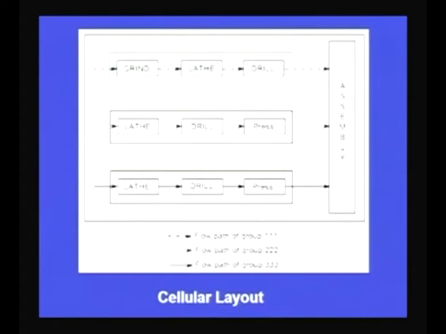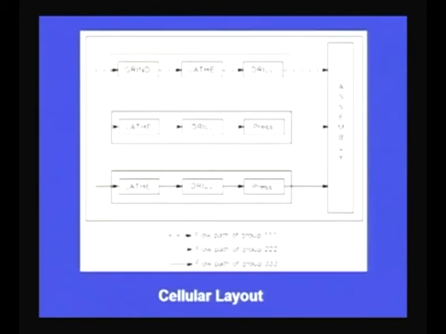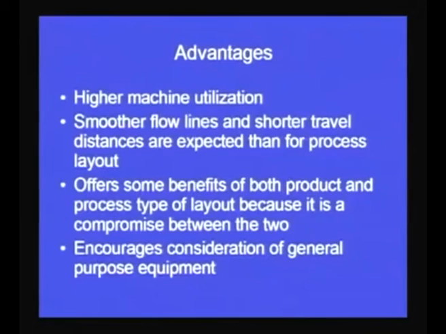Now, this type of layout would have its inherent advantages as well as some limitations. So, now we will see what the advantages and limitations of the cellular type of layout are. On your screen you can see the advantages. This results in higher machine utilization, because the machine would always be working on the parts which are dedicated to that particular manufacturing cell. So, the machine utilization would definitely improve in a cellular type of layout.